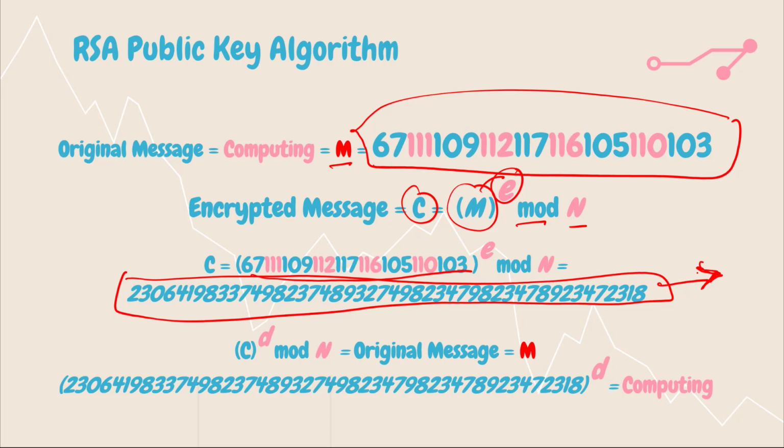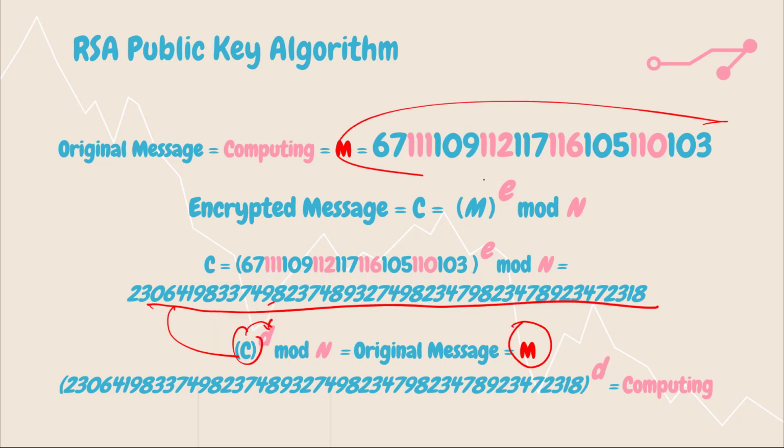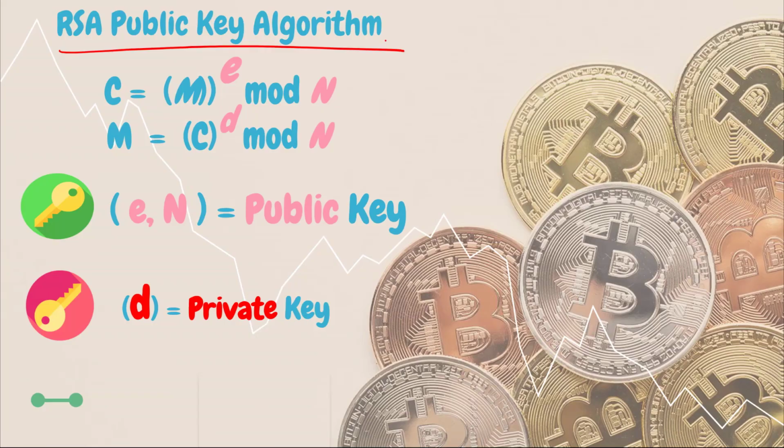Now this is where the magic happens. They're going to take my encrypted message and raise it to the power D, and magically do the same thing, the modulus N. Once they perform this operation, it's going to spit out the message M, which is this number, and which can be changed by using the ASCII chart into "computing". So this is where the magic of RSA, the public key cryptography system, happens. So in summary, in RSA public key cryptography, you have a message M. You raise it to the power E. You perform the modulus N operation on it.